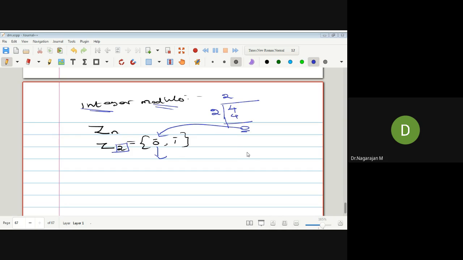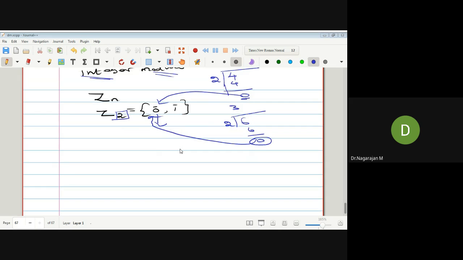Take another number, 6. Once again you can divide, 3 times 2 is 6, therefore 0. This 0 is also the remainder. That remainder is called the class for integer modulo 2. Therefore the 0 class has an infinite number of elements, all multiples of 2. In Z2 it means multiples of 2. Suppose Z4, it means multiples of 4.